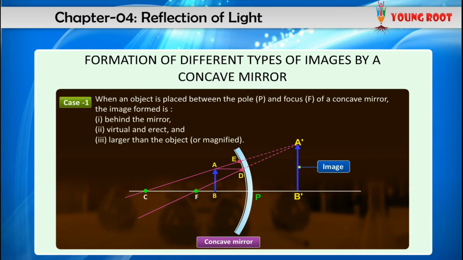When an object is placed between the pole P and focus F of a concave mirror, the image formed is behind the mirror, virtual and erect, and larger than the object or magnified.